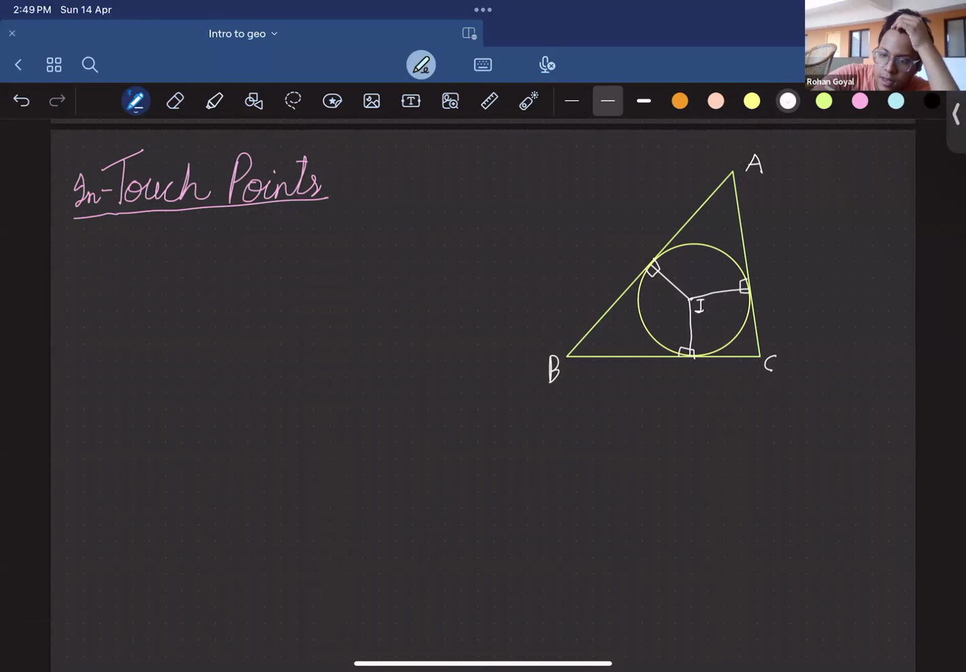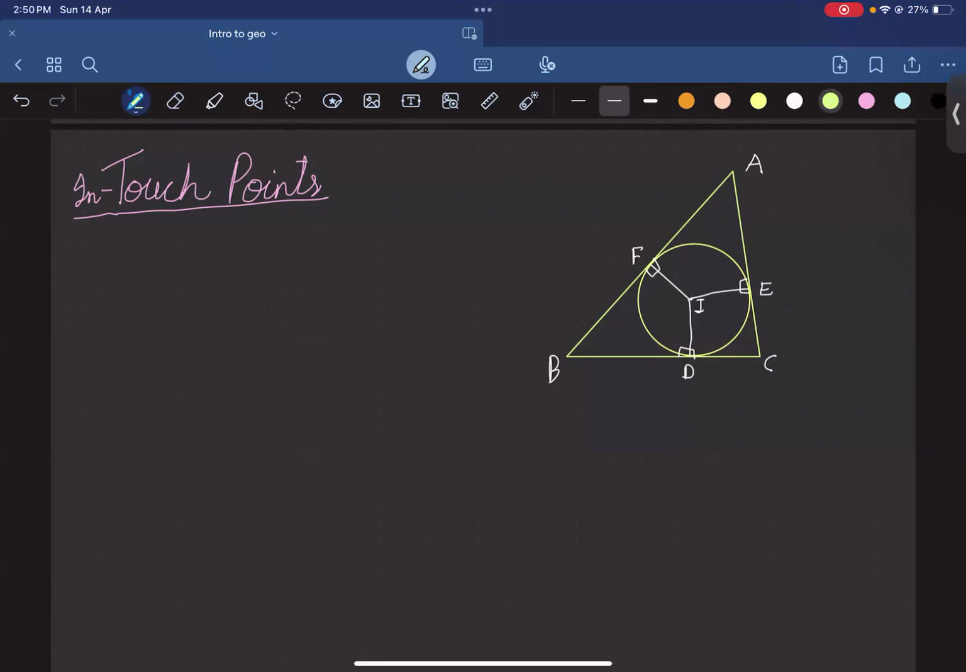Okay. And the points at which this circle touches the sides, or the feet of the perpendiculars from I, are called the in-touch points. So I'll just call them D, E, and F. So now the goal is simple. Just understand these lengths: AE, AF, BF, BD, DC, and CE. The goal is to just understand these lengths. And how do we do that?